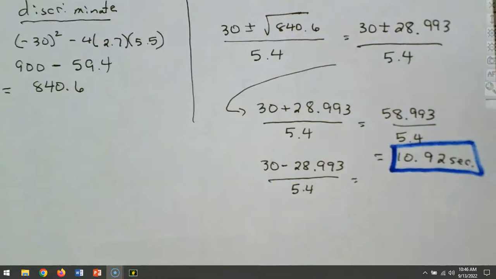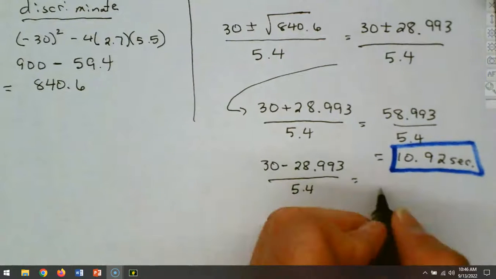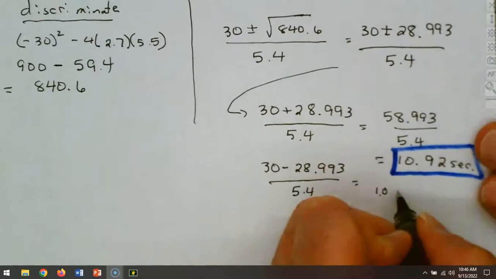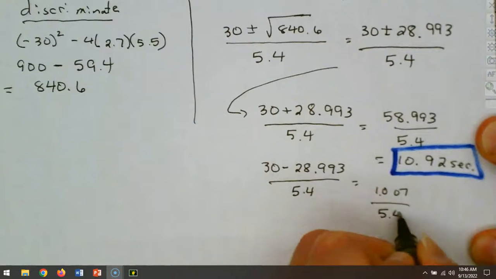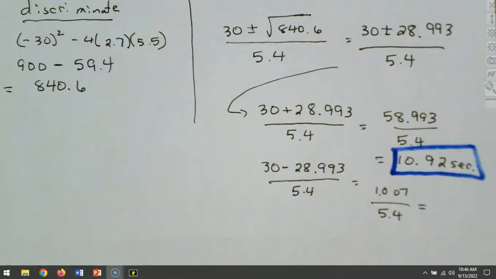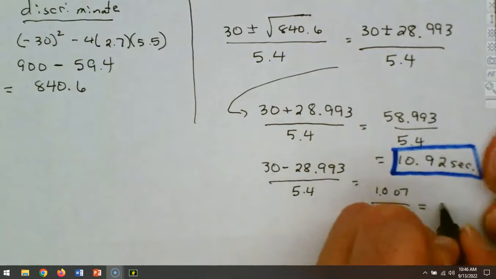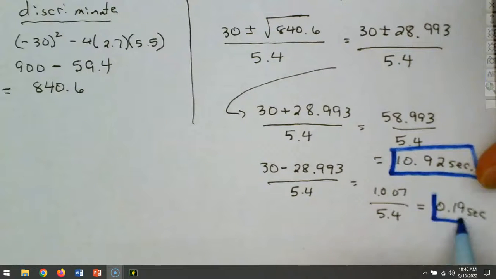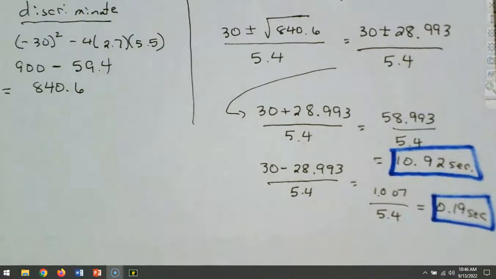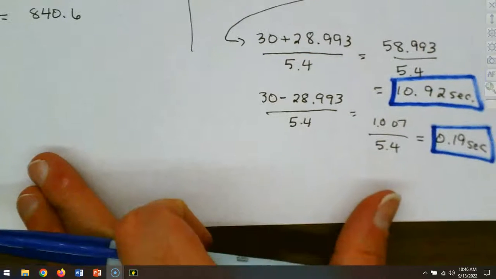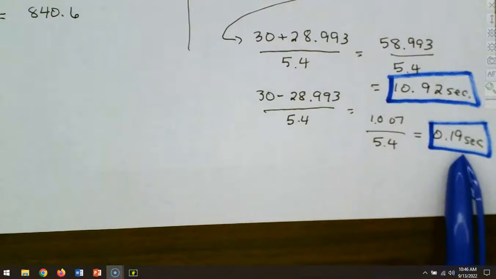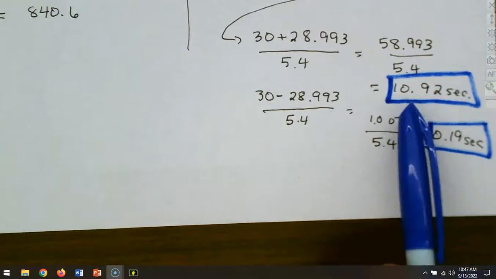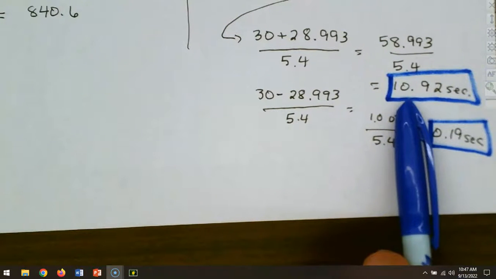What about the other one? Okay, well, it's 30 minus 28.993. That comes out to be 1.007. Divide that by 5.4, and that comes out to be our other one, which when we round is 0.19 seconds. Okay, we got two solutions, didn't we? Right? Why? Because you got it when it goes up, which is this 0.19 seconds. And then 10 seconds or almost 11 seconds later, you get the second one.